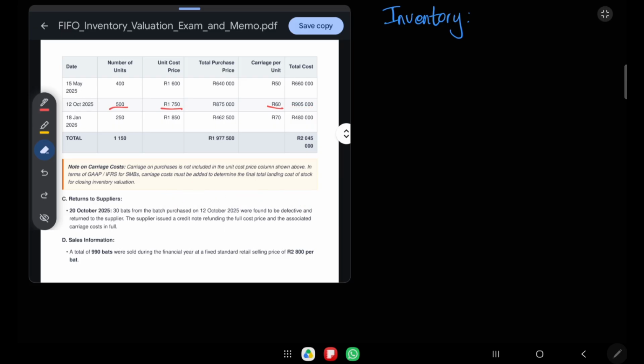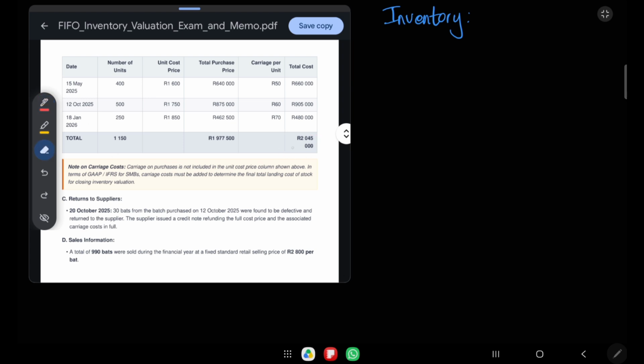Let's do the same calculation for the 18th of January 2026. We had 250 units. Since we know the pattern, or the rule, 250 times our unit cost price, which is 1,850, plus 70, your carriage. So 250 times 1,850 plus 70, we get 480,000 rand. Now we know our rule and we kind of understand this table.